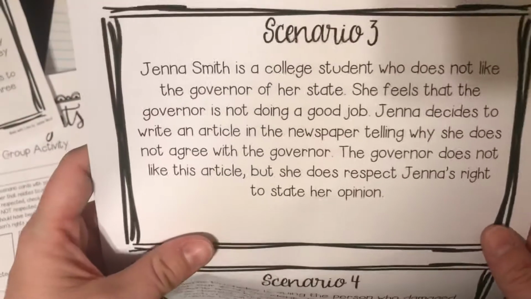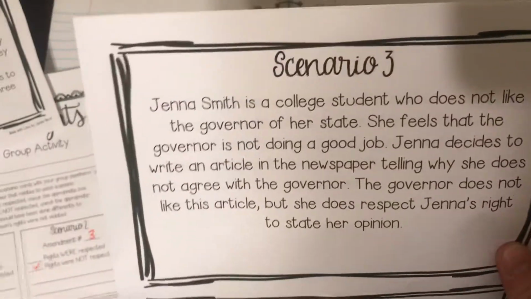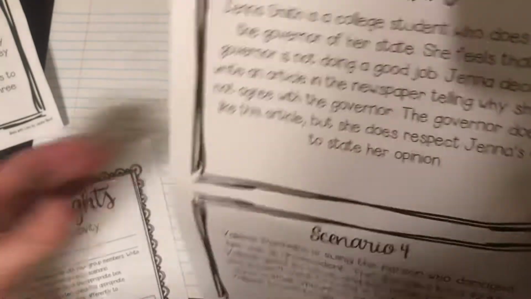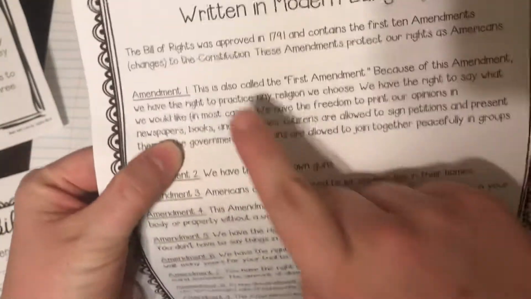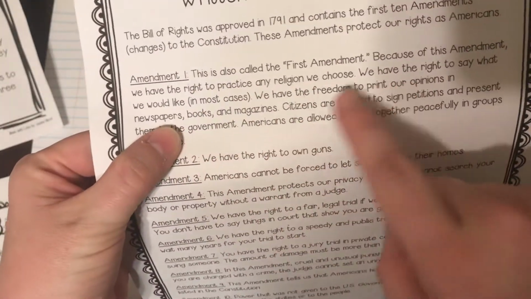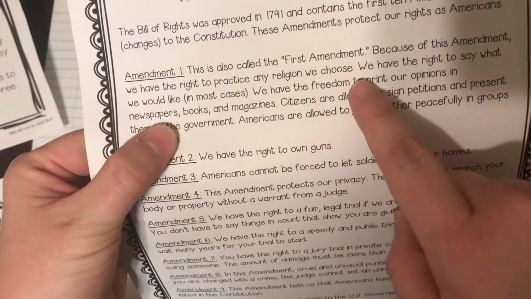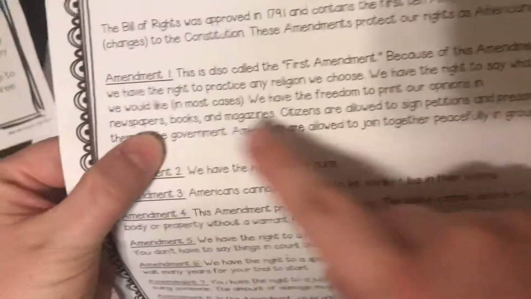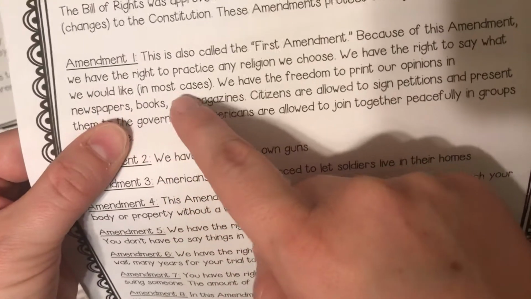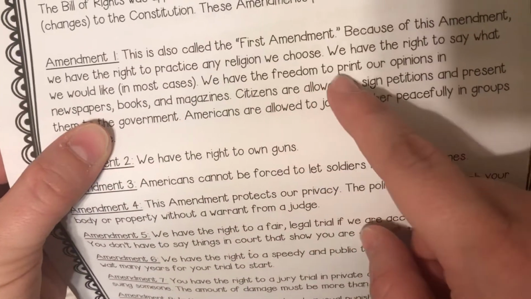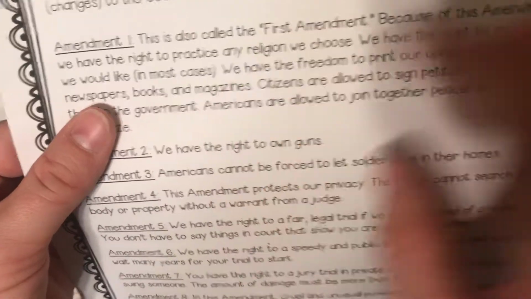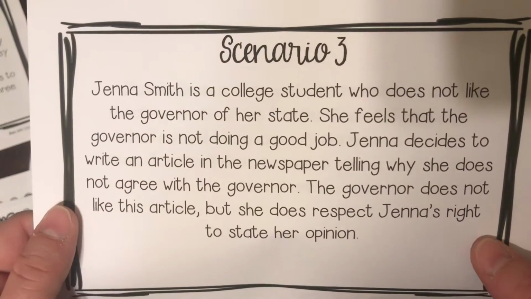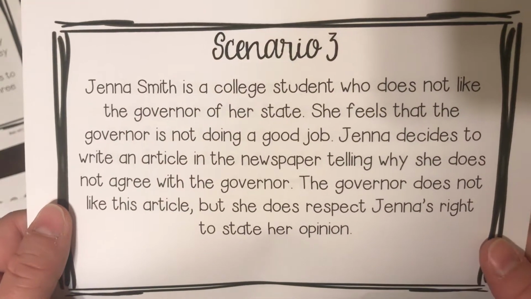Okay, so which amendment is this representing? It actually goes back to Amendment 1 again. So, the First Amendment: we have the right to practice religion. We have the right to say what we would like in most cases, and we have the freedom to print our opinions in newspapers, books, and magazines. So just because someone doesn't like what this person is saying does not mean that she's allowed to interfere.